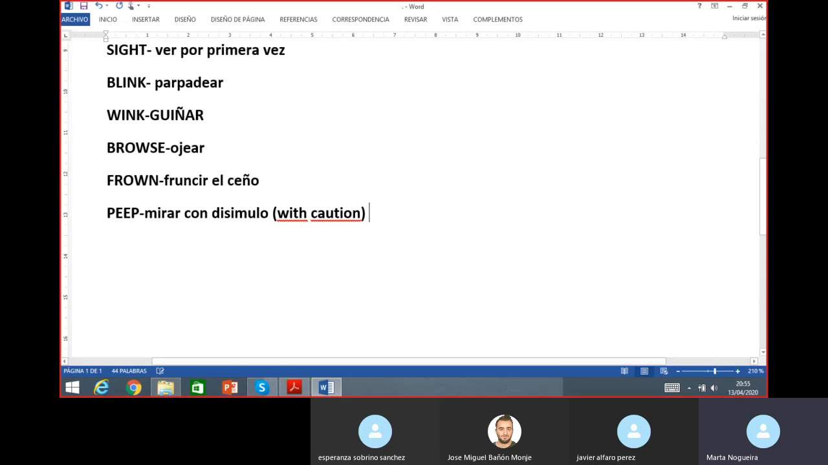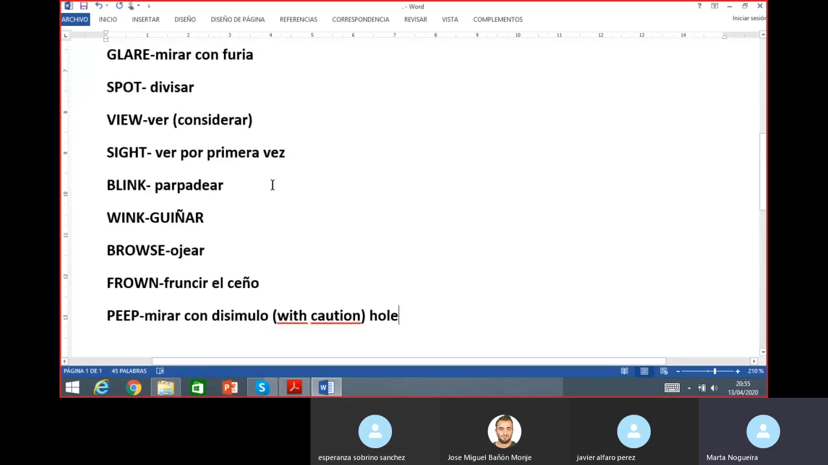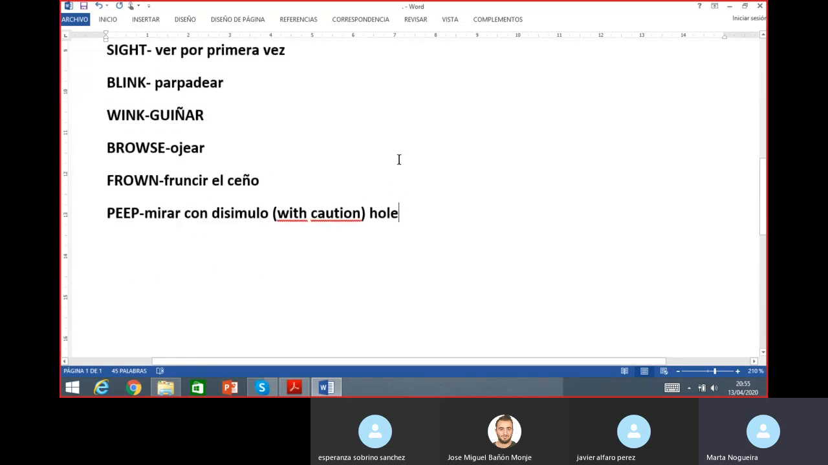Peep hole, hole así, es mirilla en inglés, ¿vale? Entonces, cuando abrís la mirilla, pues, mirar con disimulo. Estoy intentando que se os queden estos verbos. Peep, he was caught peeping through the keyhole. Mirar con disimulo, pues cuando miras a una chica, yo qué sé. Como ya lo sabéis en español, no os tengo que decir lo que es.